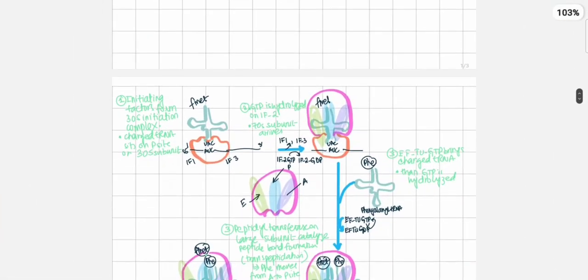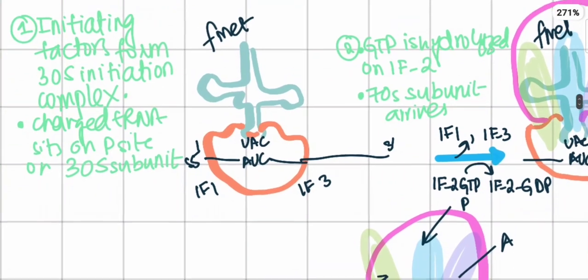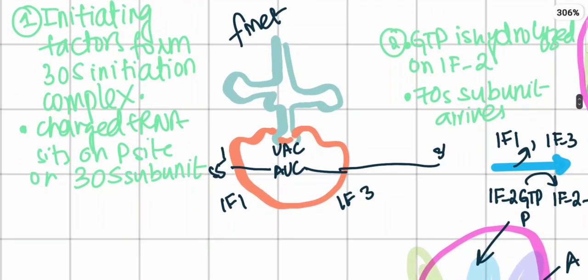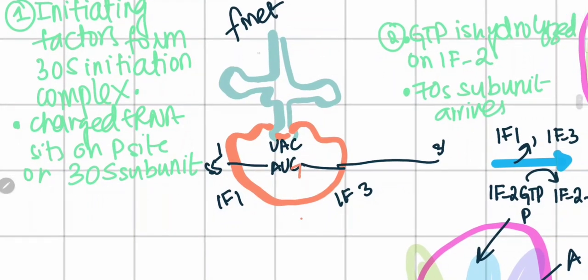Now we start our translation process. Now what happens, I'm going to zoom in on this diagram. The first is our charged transfer RNA is going to sit in the P site on the small subunit, and it is going to look for AUG. So initiator factors form the initiation complex. So this right here, this whole is the initiation complex, and the charged RNA is going to sit on the P site. So here is the P site, this is the A site, and this is the E site.